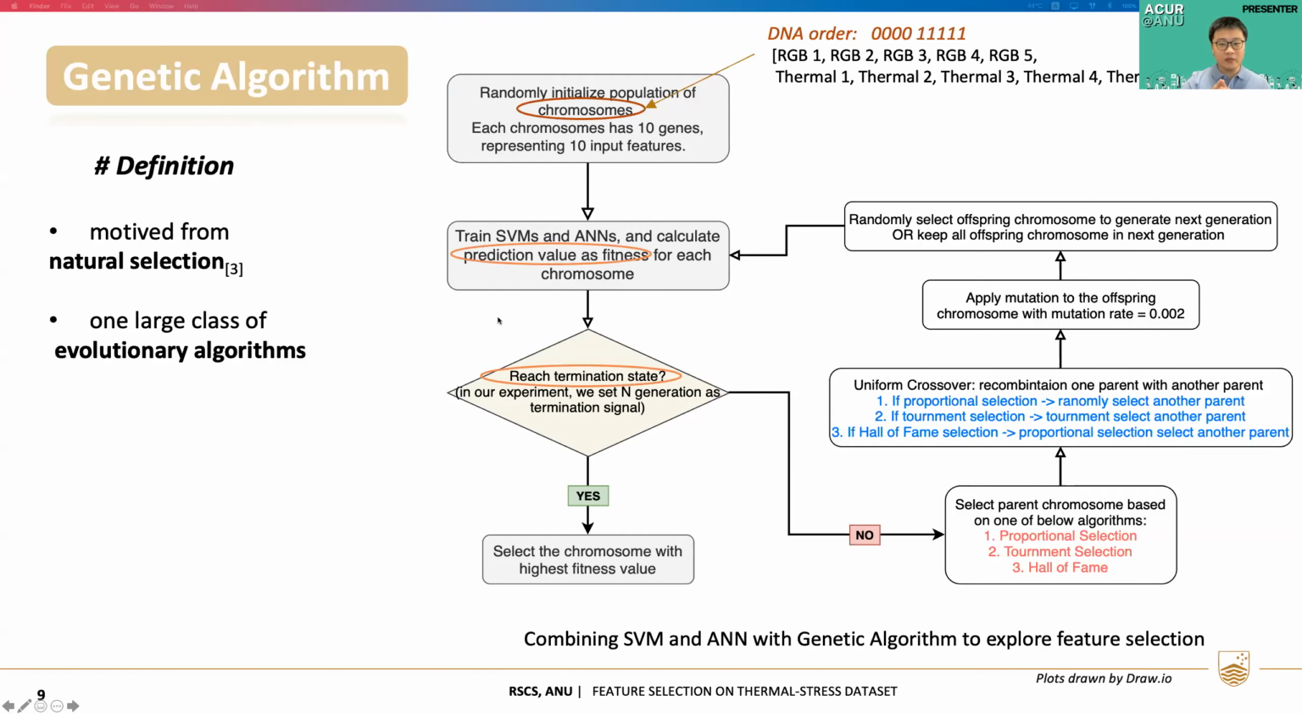Thirdly, we need a fitness function. It can be accuracy or loss. In our paper, we use test accuracy. Besides, we also need to set down the number of generations, which refers to the termination state.